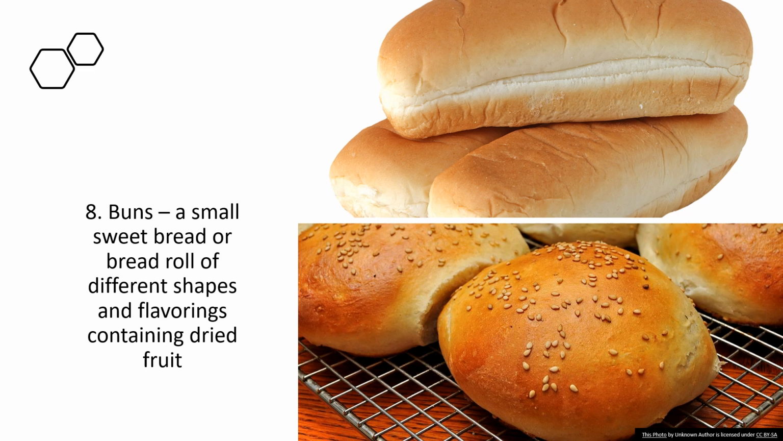Buns are usually made from flour, sugar, milk, yeast, and butter. Common varieties contain small fruit or nuts, topped with icing or caramel, or filled with jam or jelly. Other types are filled with various meats. So what are buns? They are small, sweet bread or bread roll of different shapes and flavoring containing dried fruit.